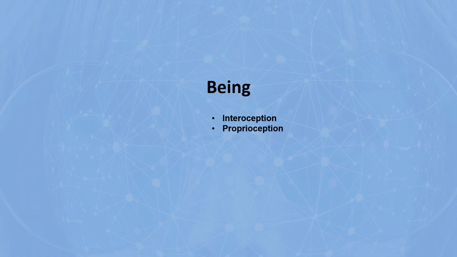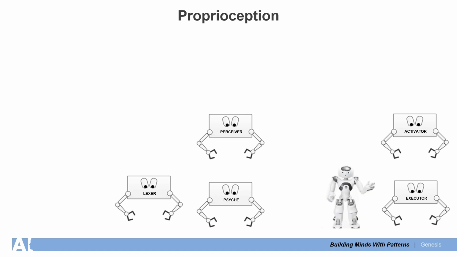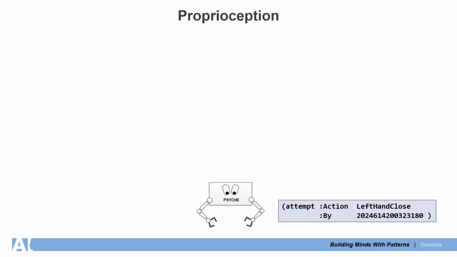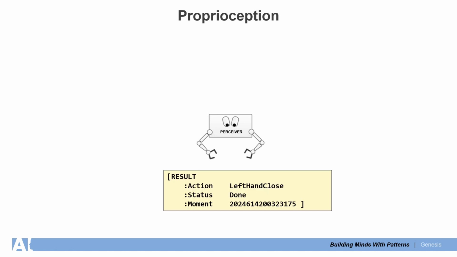Proprioception is the process of receiving signals about what the body is doing. The following mechanisms are involved in proprioception. The executor communicates to the psyche requesting an action. In this situation, the action of left hand close is attempted. Psyche communicates with the robot and returns the result to the perceiver. In this case, the left hand close was achieved.